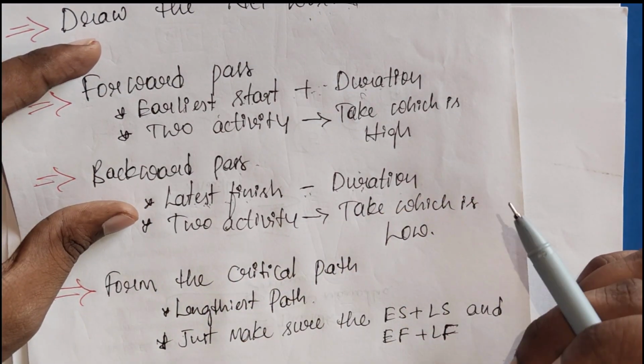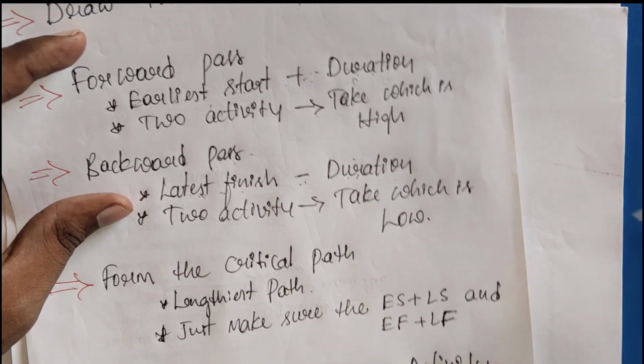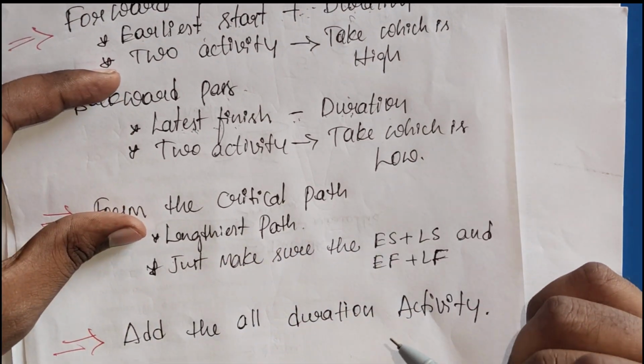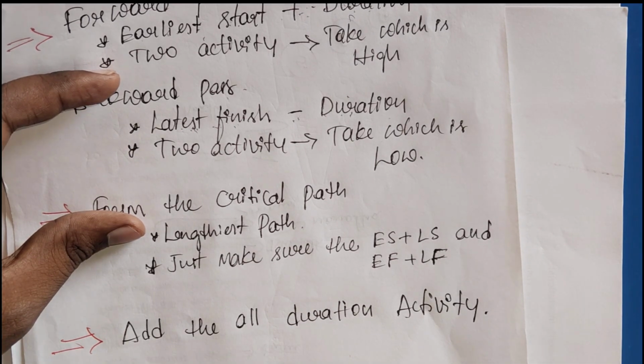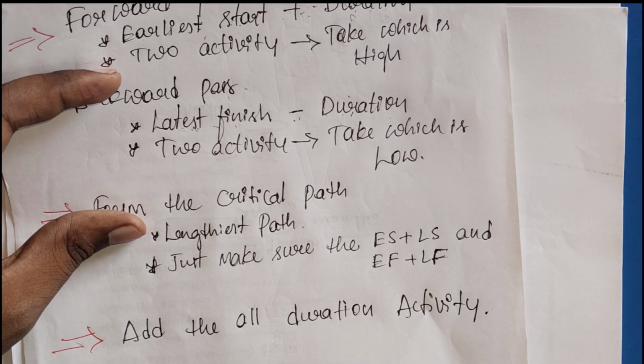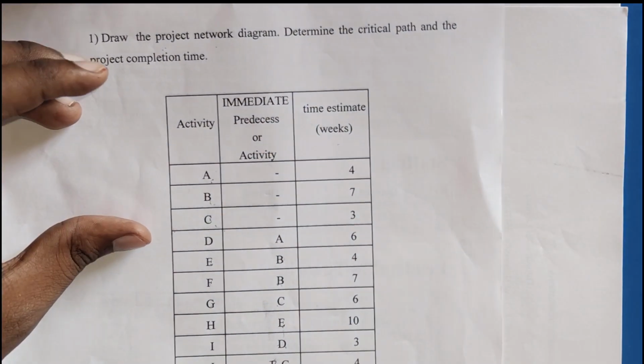The next step is to form the critical path. We form the critical path with the help of the lengthiest path. The last step is adding up all the activity durations, and we get how many days, hours, or weeks the specific project is going to take. Clear? Okay, let's start the problem.